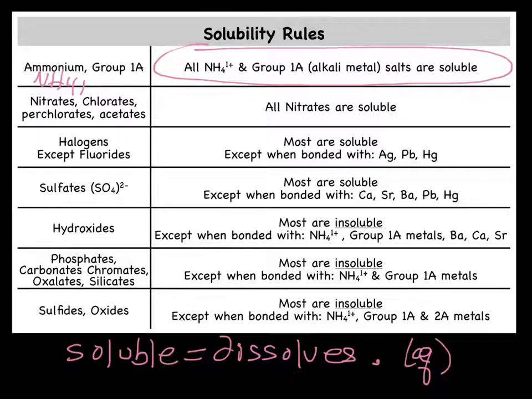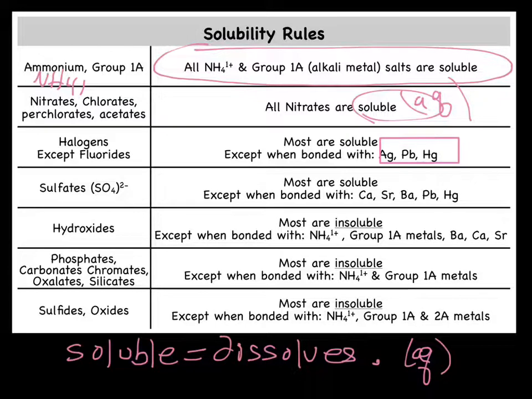Nitrates, that would be your NO3s, chlorates, your ClO3s, perchlorates, these are all polyatomics, and your acetates. All of these are soluble. Again, dissolvable, which means AQ. Halogens. The halogens are group 7A: fluorine, chlorine, bromine, etc. They're mostly soluble unless they're bonded with silver, lead, or mercury. In that case, they become insoluble.